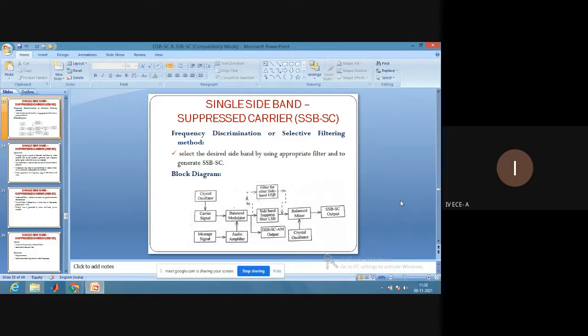This method involves the generation of a DSB-SC signal, then extracting only one sideband using an appropriate filter to obtain the single sideband suppressed carrier. The block diagram of this method is shown below. Here the modulating signal and carrier signal from a low frequency crystal oscillator, which provides both upper sideband and lower sideband, are given to the balanced modulator. The modulation takes place in the balanced modulator.